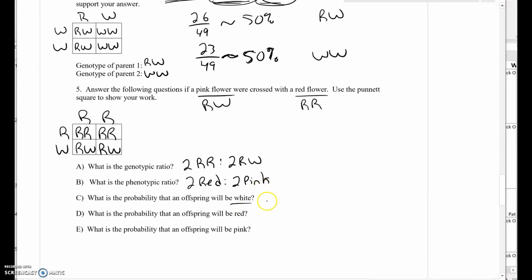Probability they would be white: 0% chance of having a white offspring here. Probability they'd be red, 2 out of our 4, 50% probability. Probability they'd be pink, 2 out of our 4, 50% probability here.